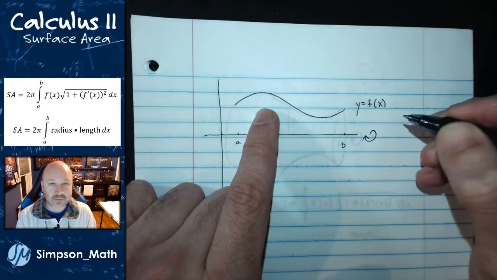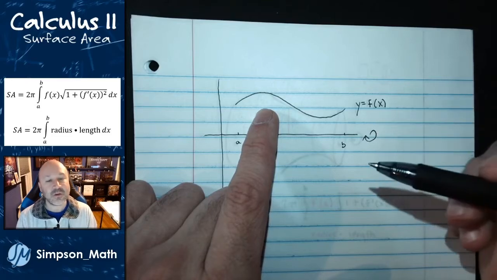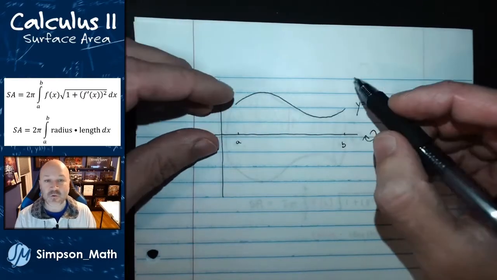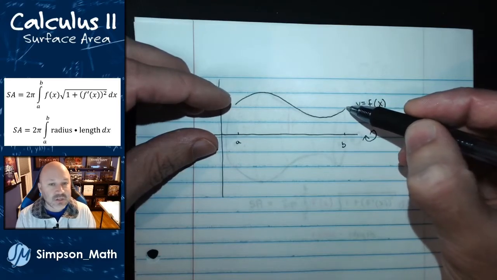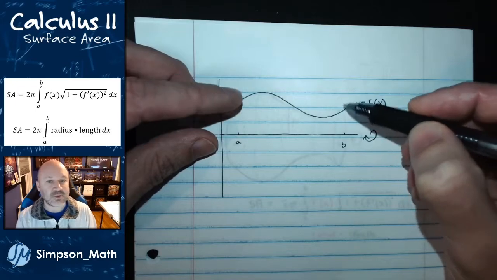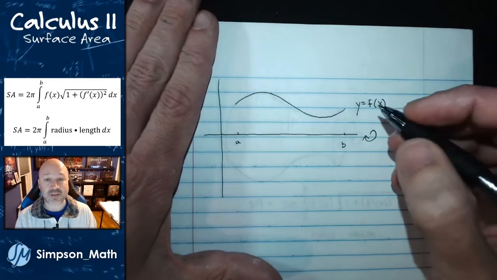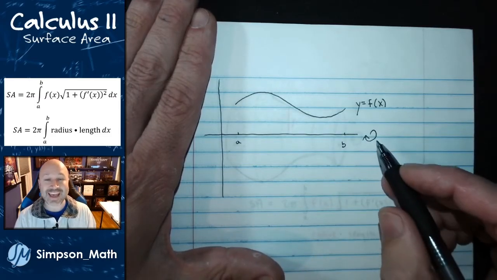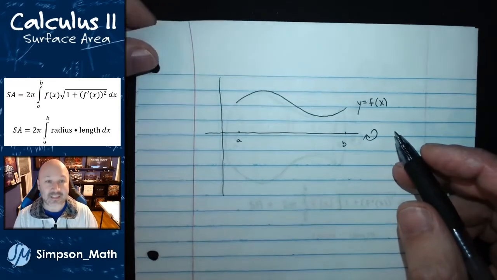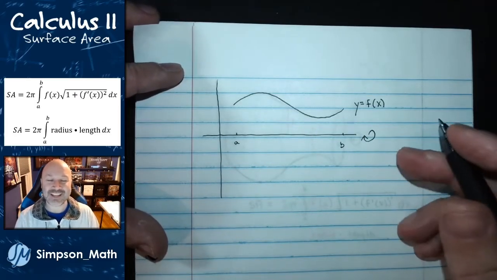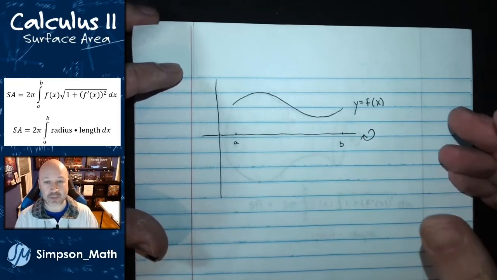Now, we're not talking volume here. So in the previous videos, we were talking about taking a plane, so maybe the region between this arc and the x-axis, or the region between two arcs. That's not what's going on this time. I'm just taking this arc and I'm rotating it about the x-axis, and that creates a shape, and I'm going to calculate the surface area of that shape.